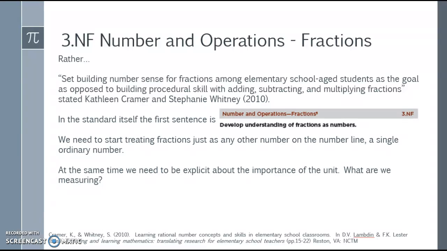The first standard itself says, develop understanding of fractions as numbers. We need to start treating fractions just as any other number on the number line, a single ordinary number. Stop singling out proper versus improper fractions. They're all the same. At the same time, we need to be explicit about the importance of the unit. What are we measuring?